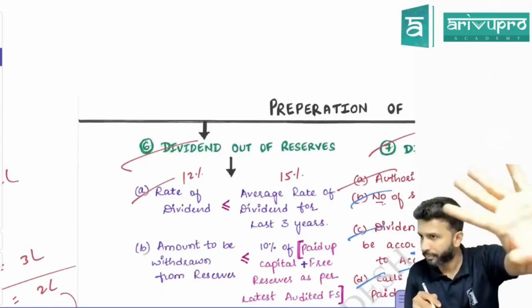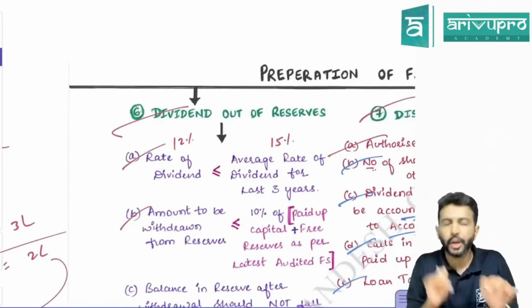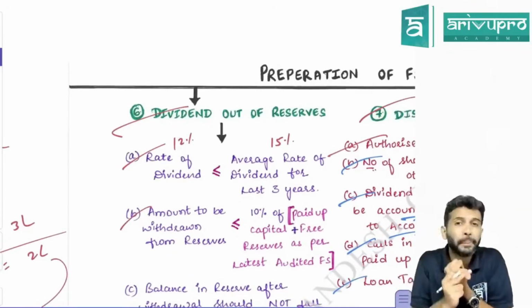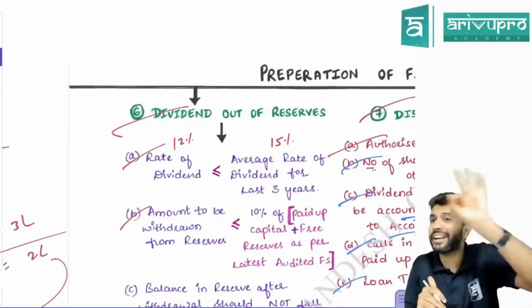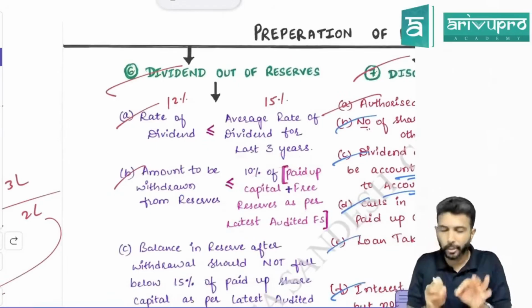That's condition number 1. Second condition is the amount to be withdrawn from the general reserve should not exceed 10% of paid up capital and free reserve as per the latest audited financial statement. The amount that you apply in the problem. First, I'll tell you the rule.